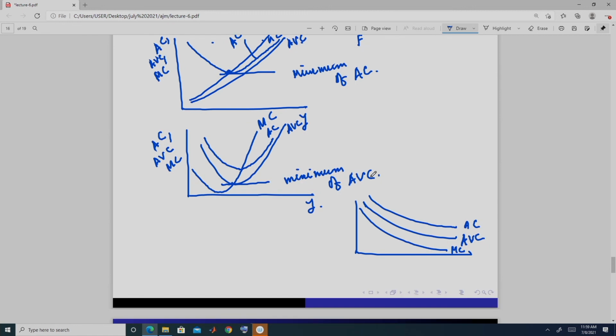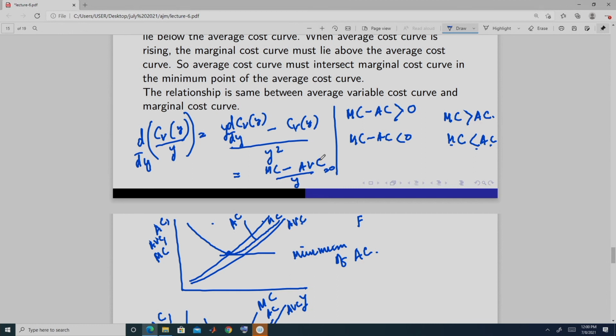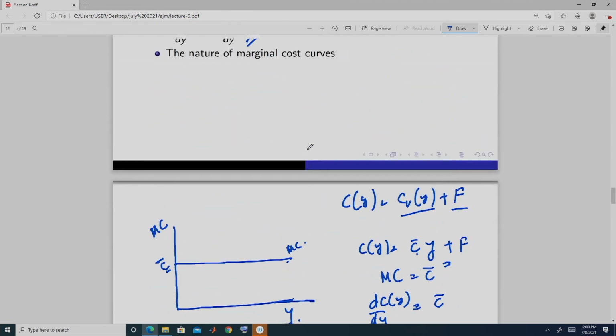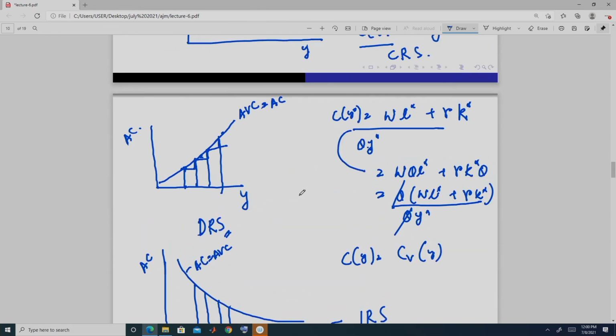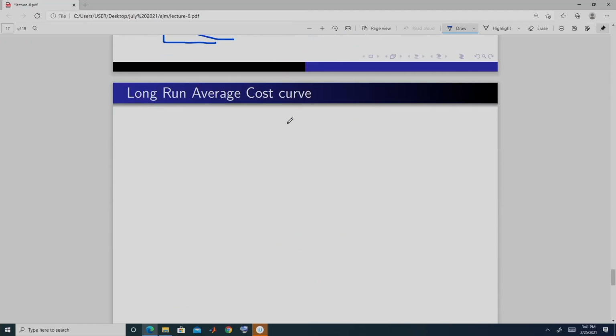Okay. So next, all these things we have done for the short run. At least our plant size was fixed. When we talk about increasing or decreasing returns to scale, in these situations we have ignored that the plant sizes can also vary. So the analysis was mainly for the short run. Next, we move to the long run average cost curve.